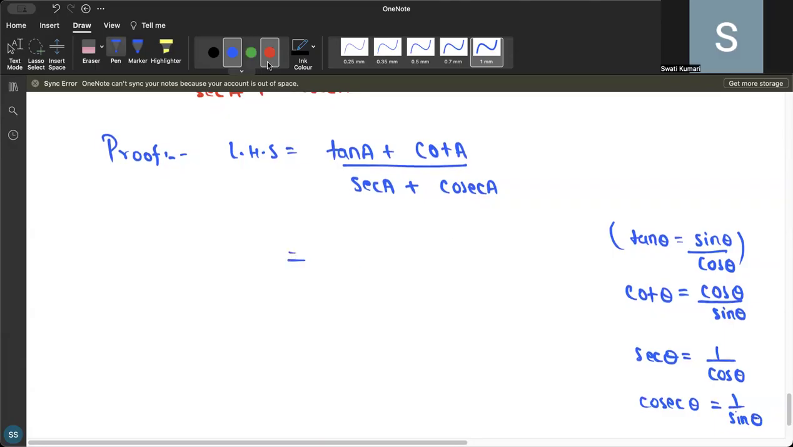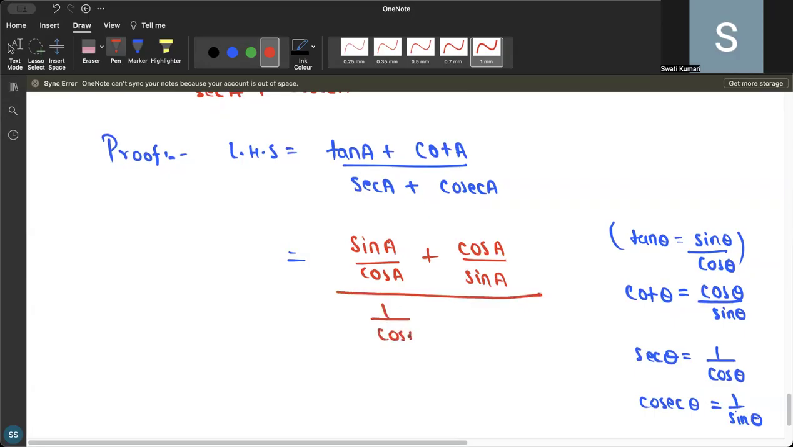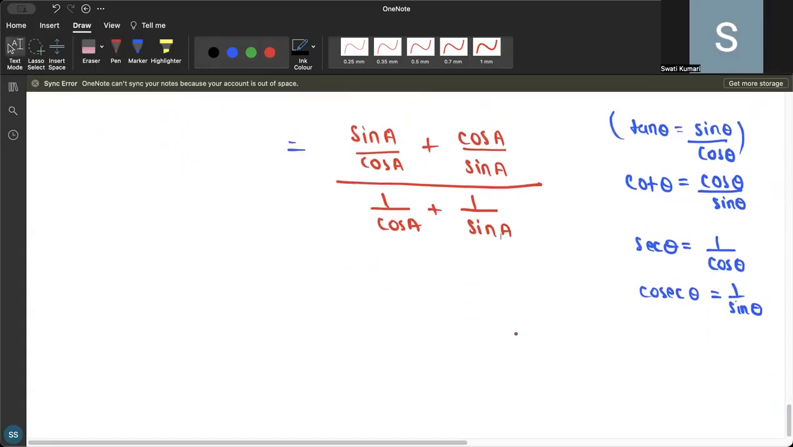Now using this, I can write down tan theta as sine theta upon cos theta. I mean sine A upon cos A, because the angles here are A. Cot A will become cos A upon sine A. In the bottom, we can write down sec A as 1 upon cos A. And cosec A we can write down as 1 upon sine A. Now I'm going to solve the top part. So to solve the top part, I'm going to take LCM. So it will become cos A sine A. So here the cos A is present. Sine A will get multiplied with the sine A to make it sine square A. And here it will become sine A present. So cos A into cos A will become cos square A.